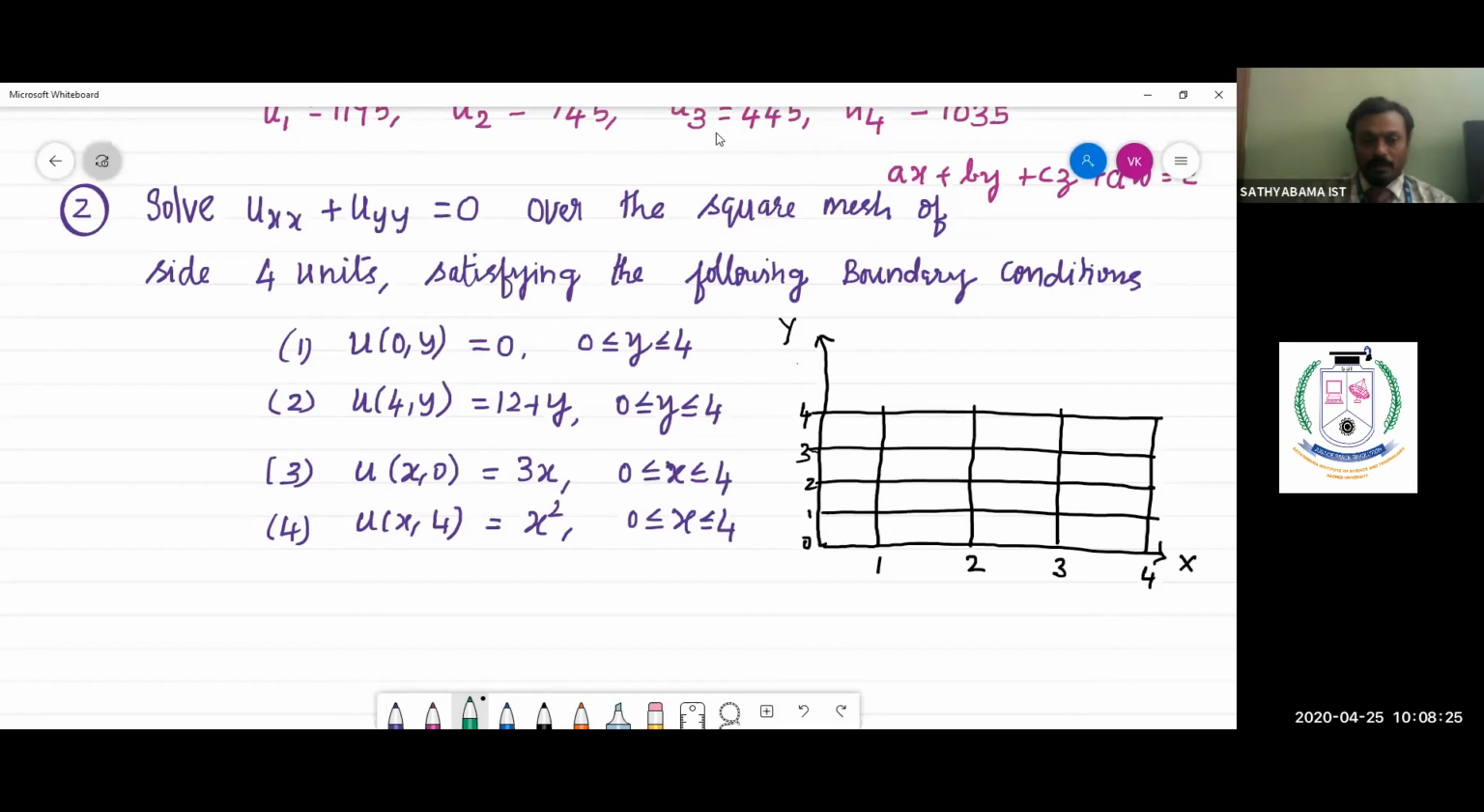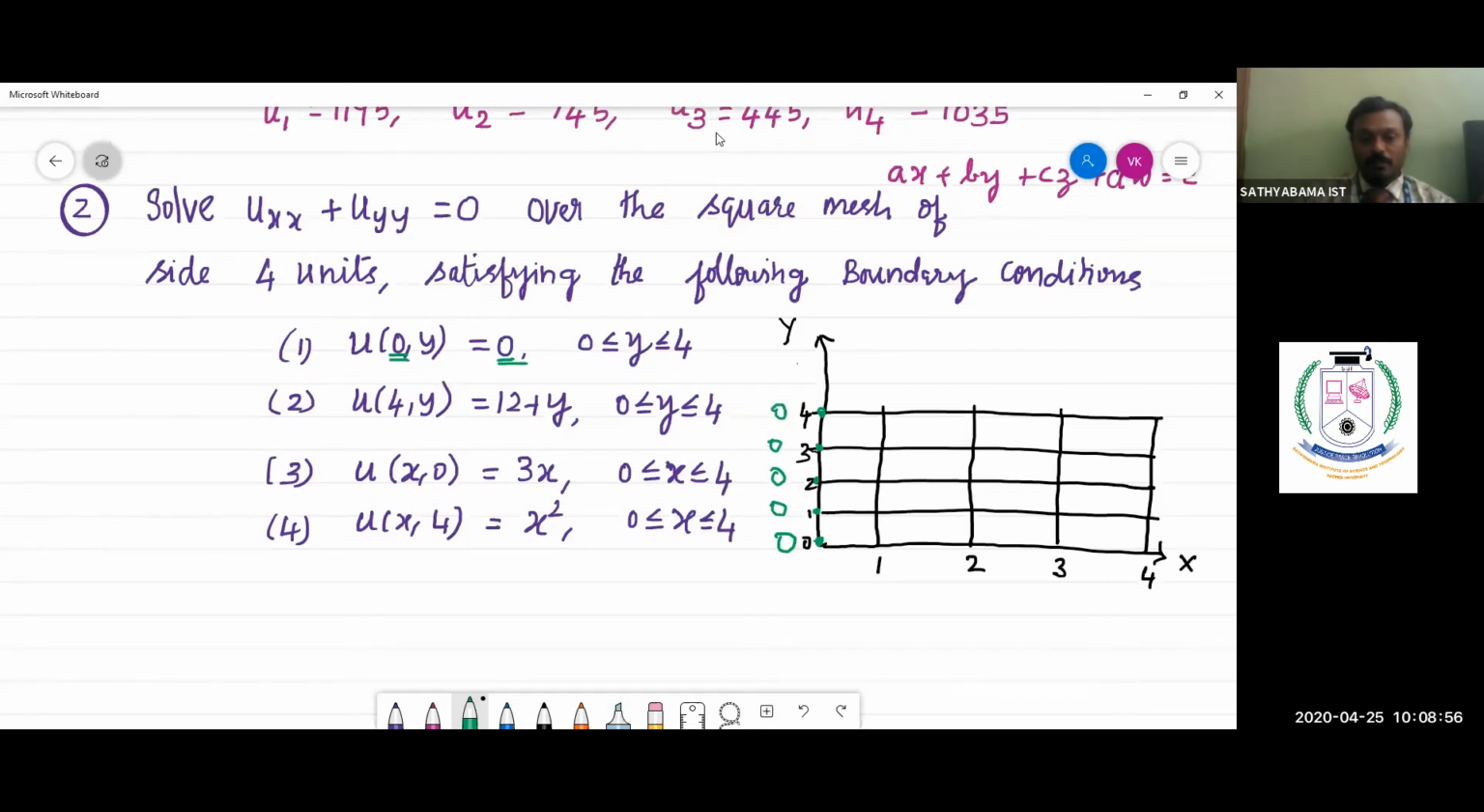When x is equal to 0, u is equal to 0. So x is equal to 0 is this boundary. So the value of u at all these mesh points, 0, 0, 0, 1, 0, 2, 0, 3, 0, 4 are all 0.